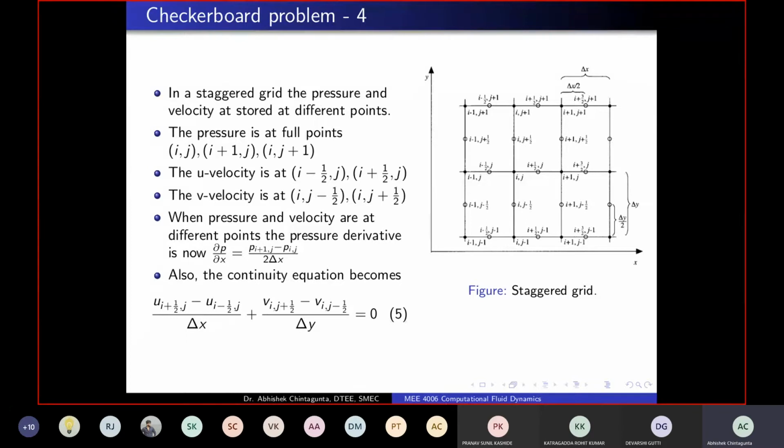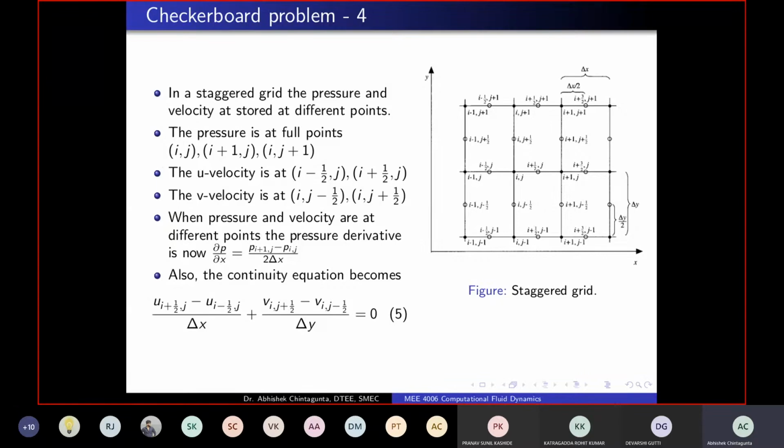The first advantage of staggered grid is that your pressure and velocity are coupled, just like in fluid mechanics, and whatever changes in pressure are there will be reflected in velocity. Any changes in velocity will be reflected in the pressure field.